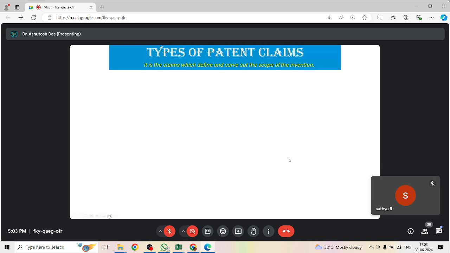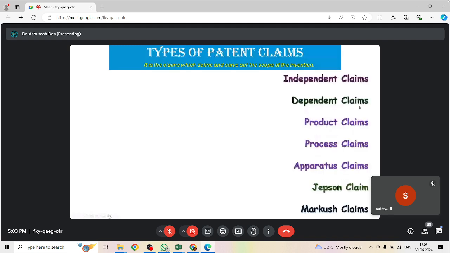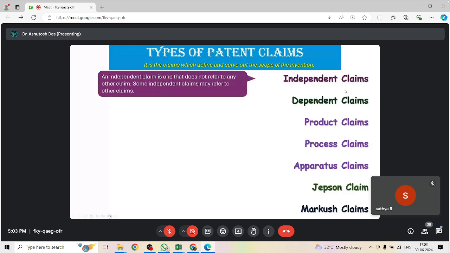So different types of claims are there, like the independent claim, which we have already seen. The product claim, process claim, apparatus claim, Jepson claim, and dependent claims. I'm giving each claim examples with different fields. An independent claim means a claim that does not refer to any other claim. Some independent claims may refer to other claims. Sometimes they may do that, but most independent claims will have no reference to any other claims. Okay, that's what I mentioned.